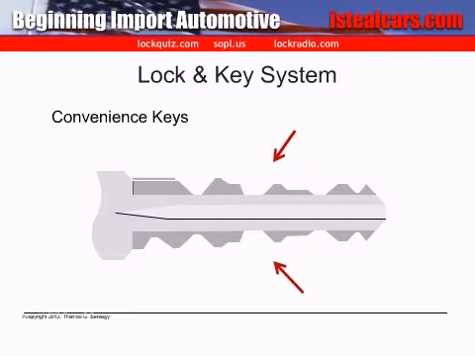A true double-sided key, on the other hand, has different cuts on each side and can only be inserted into a lock in one direction. Older Volkswagen keys are examples of a true double-sided key. Today, most all domestic and import automobile manufacturers use double-sided convenience keys for their cars.